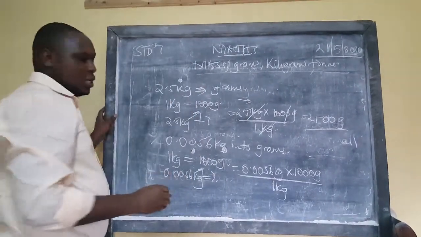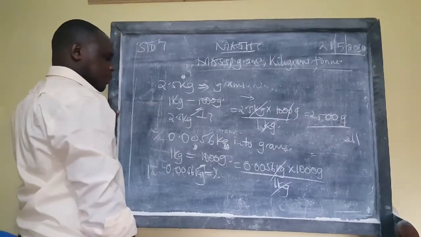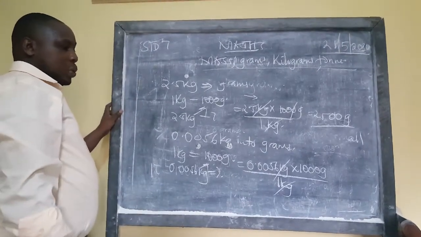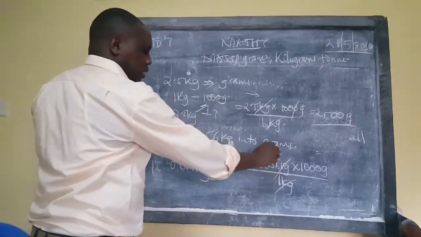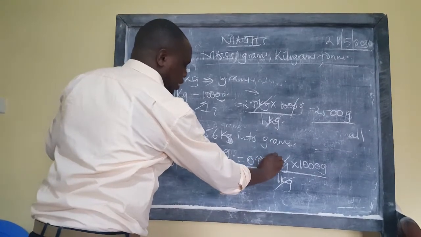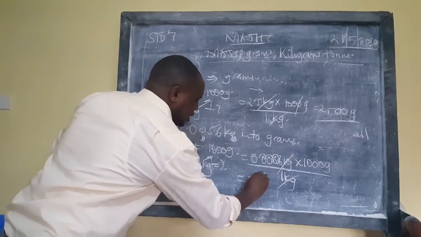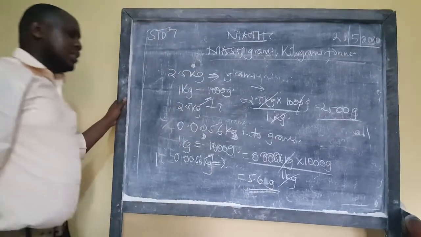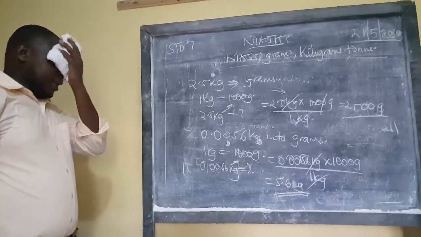The kg and kg will cancel. You remain with 1 in the denominator. Here we have 4 decimal places, 1, 2, 3, 4. The zeros in 1,000 are 3, so you move the decimal to the right 3 times, 1, 2, 3. You have landed there, at 5.6. So our answer is 5.6 grams. That is what is remaining there.